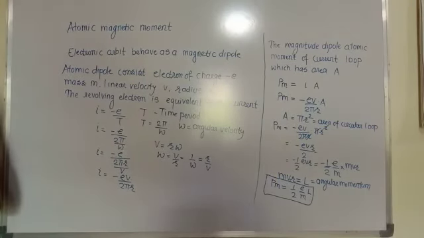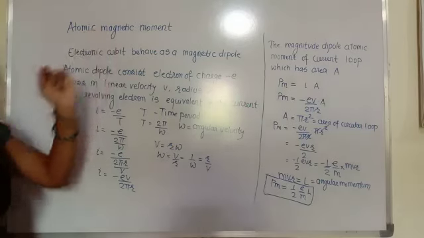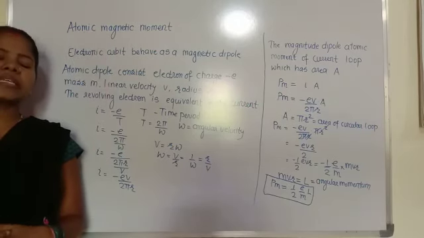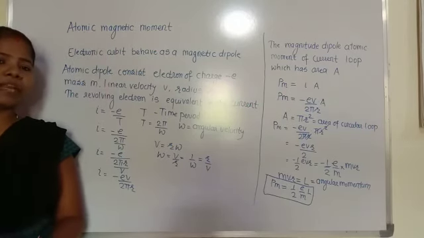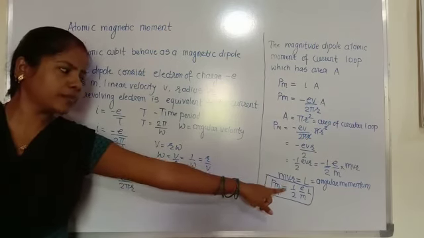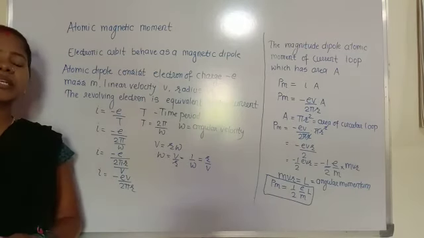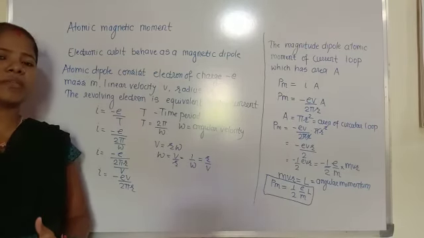If you have any problem, I think you understand it very well. So this is the atomic magnetic moment. In the last class we saw the Langevin theory of diamagnetism. Depending on this formula, that is Pm is equal to minus 1 by 2 e by m L, the atomic magnetic moment, we will study the Langevin theory of diamagnetism in the next class.